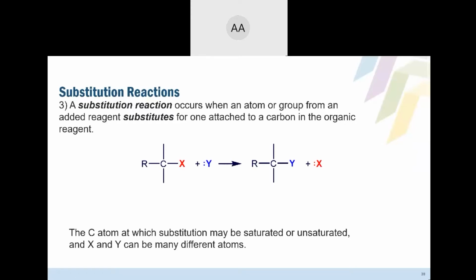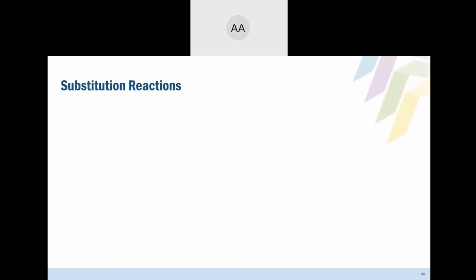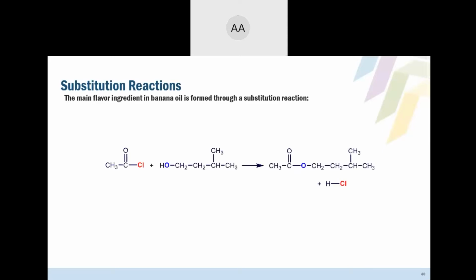So substitution reactions in a little more detail. An example. The main flavor ingredient in banana oil is formed through a substitution reaction. Look at that.